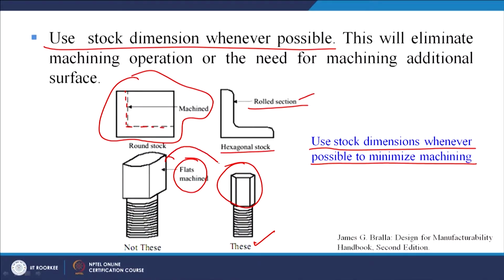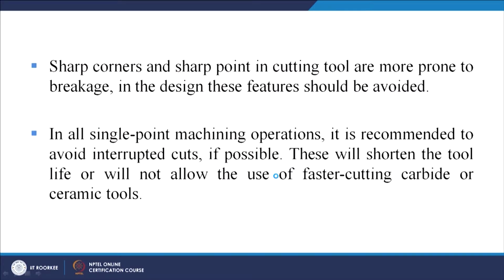So you can see, to go from here to here, a lot of machining will be required, but many times this type of hexagonal head may directly be available. So we must make use of that. Then, sharp corners or sharp points in cutting tools are more prone to breakage in the design. These features should be avoided. Sometimes we have a very sharp corner in our product design, so the tool will need to be sharp enough to reach that corner. A very sharp tool may lead to breakage. So we must design the product in such a way that very sharp tools are not required.